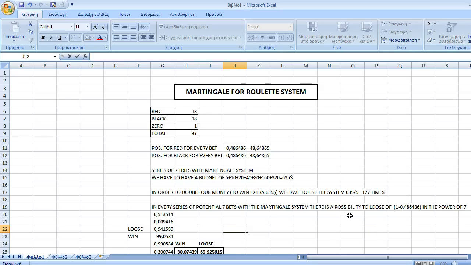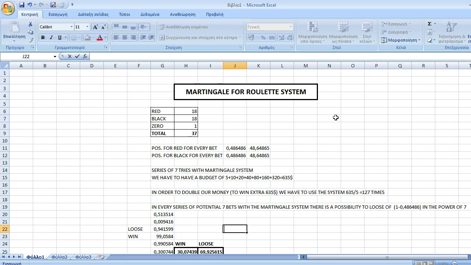This is our second video in a series of videos explaining the systems and the maths behind roulette. So in this video we'll explain the maths behind the Martingale system and how the maths affect our betting. So let me start from the beginning.